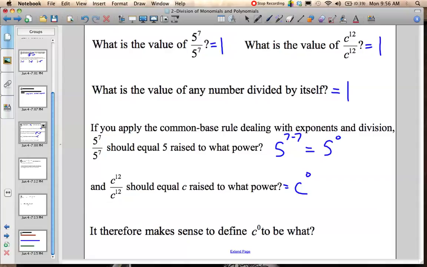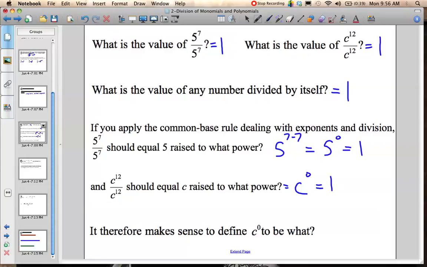Well, if originally up top I said 5 to the 7th divided by 5 to the 7th, and that was 1, and then if I subtract to get 5 to the 0th, should it make sense if 5 to the 0 power equals 1? And as a matter of fact, anything to the 0 power should be 1? Yeah. So any value whose exponent is 0 is equal to 1. Check it on your calculator.